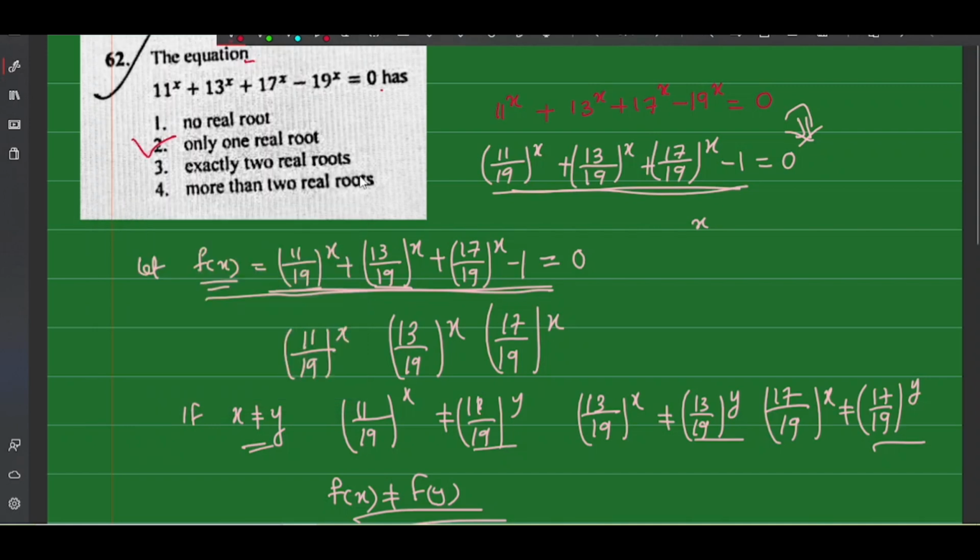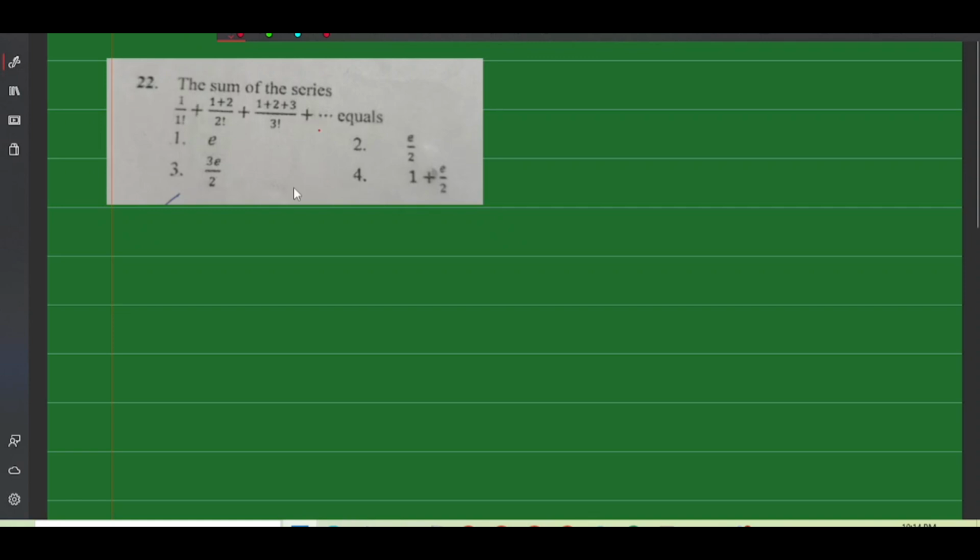Now the next question. Here we need to find the sum of this series, which is the series 1 by 1 factorial, plus (1 plus 2) by 2 factorial, plus (1 plus 2 plus 3) by 3 factorial, plus etc.